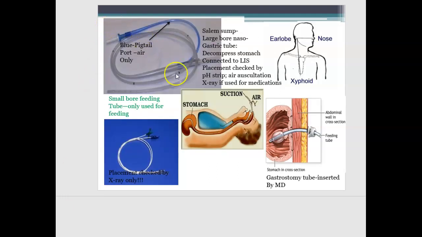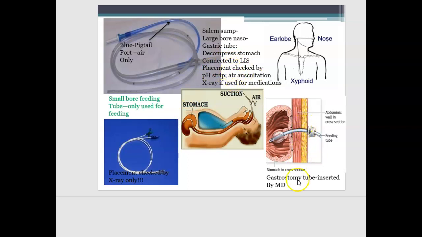Here is more tubes of what I was speaking of. Here we have another type of NG tube that goes down, placed by radiology, in the radiology department only, and we will all teach you how to put an NG tube down, which will go directly to the stomach. We'll show you that, and also there's some videos in ATI for that also.